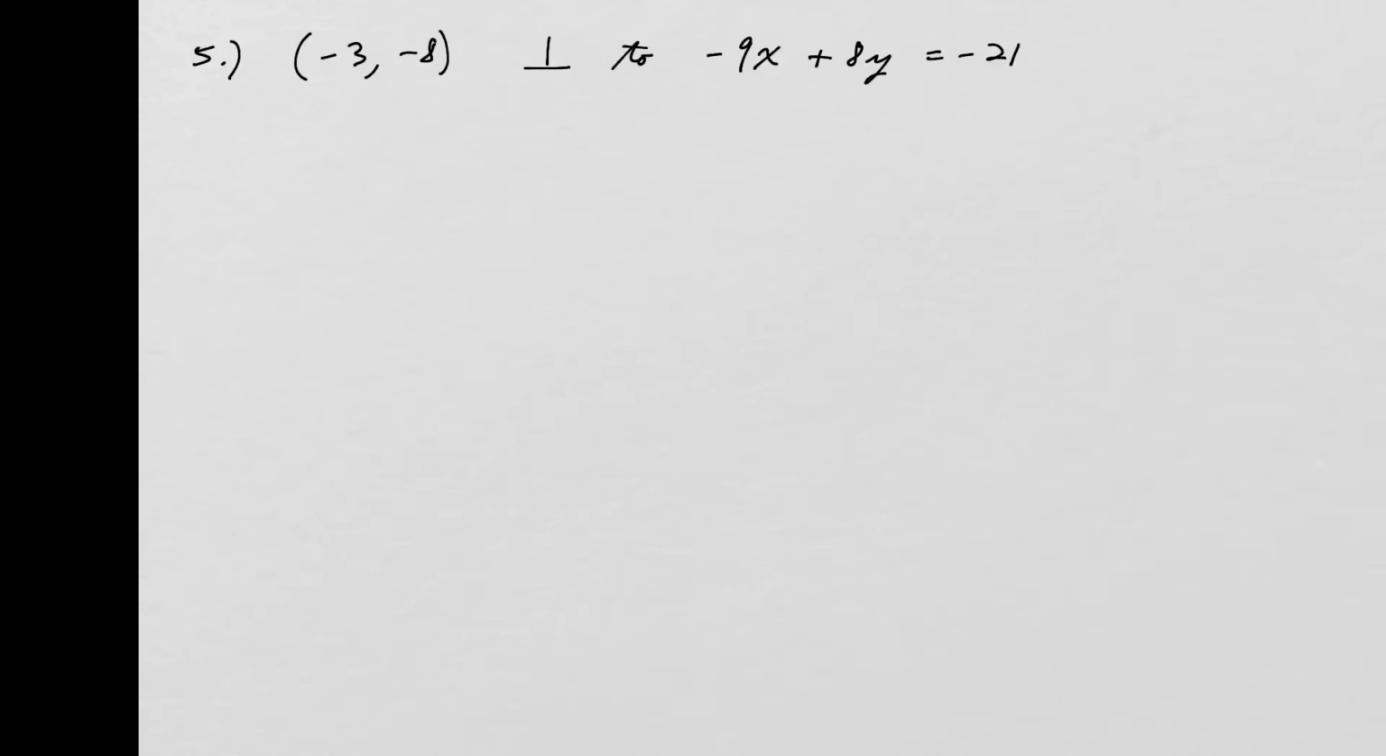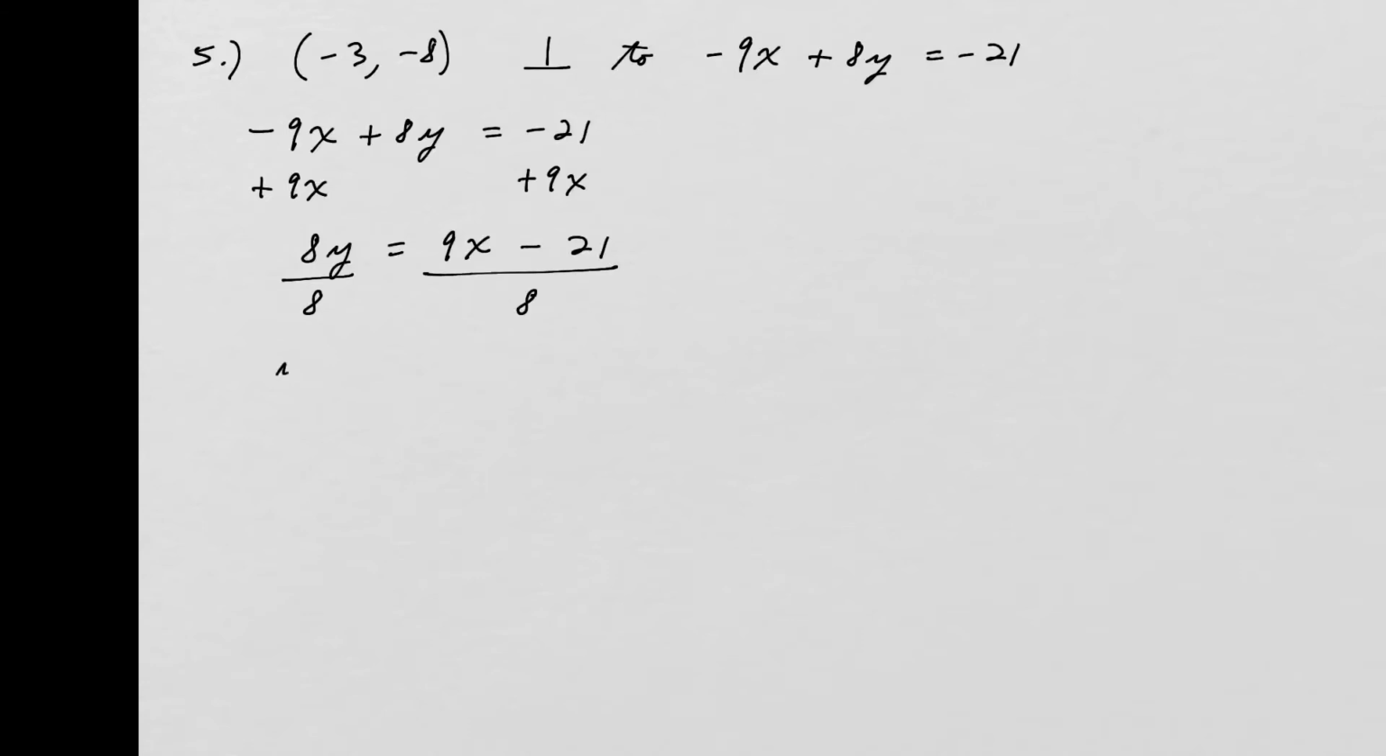Okay, so again, we want to first find the slope of the given line. So to do that, I'm going to solve that equation for y. Put it in y = mx + b form. Okay, so to do that, I need to add 9x to both sides. So I have 8y = 9x - 21. And then finally, I need to divide by 8. So y is going to be equal to 9/8 x - 21/8. So the slope of the given line is 9/8.